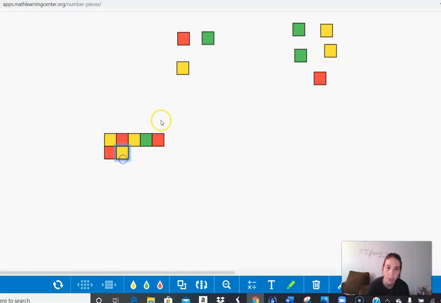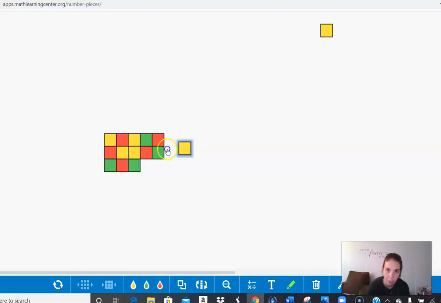1, 2, 3, 4, 5. So we have 2 rows of 5, and we're going to do another row. So we're going to have 3 rows of 5. And I want you to put your tiles right against each other with no big spaces.